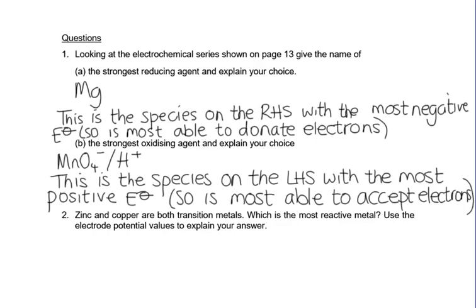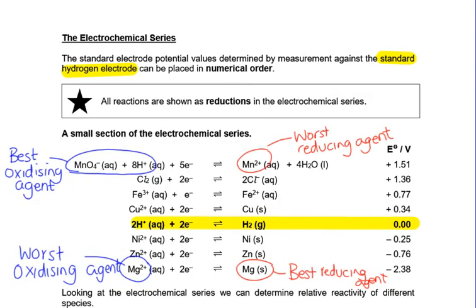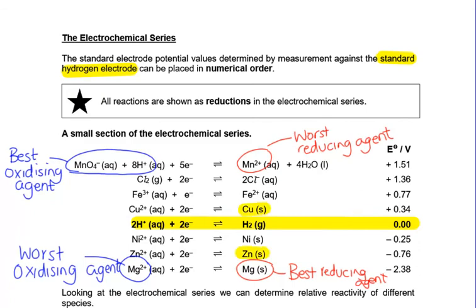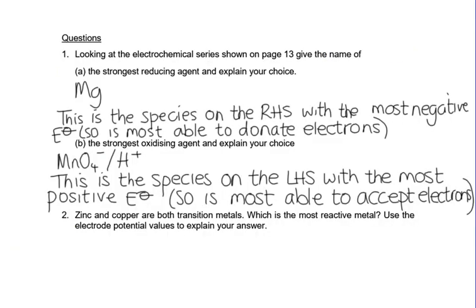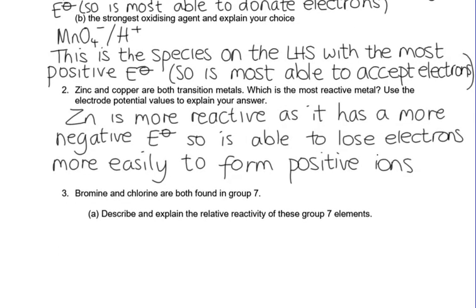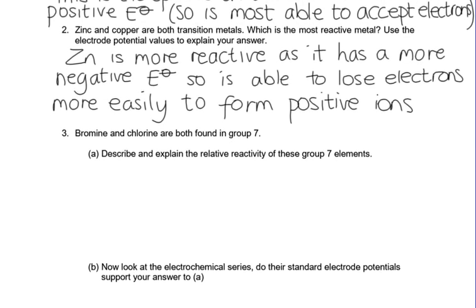So then we've got our question 2, which says zinc and copper are both transition metals. Which is the most reactive metal? And use the values to explain your answer. So if we go back, out of zinc and copper, which one of those metals is the most reactive? Have a read through about what makes a metal reactive and see if you can answer that question. So there we go, zinc was the more reactive because it was more negative in its electrode potential, so it was more able to lose electrons and therefore form positive ions.